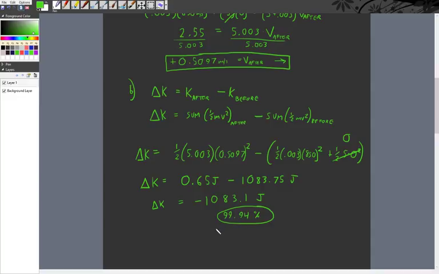And it is so inelastic. Not even close to being elastic. So inelastic. Okay, so that's part B.